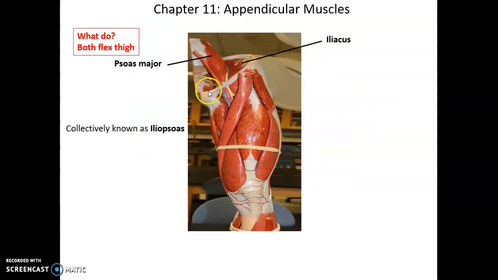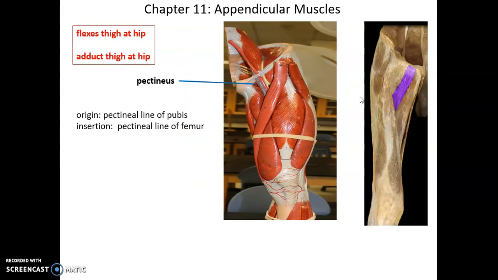All right, so here we have two muscles, psoas major and iliacus, and they go down from the vertebral column and the os coxae, insert into the femur, and they can flex the thigh. So both of these muscles flex the thigh, and collectively they're known as iliopsoas. We're going to learn them as two separate muscles.